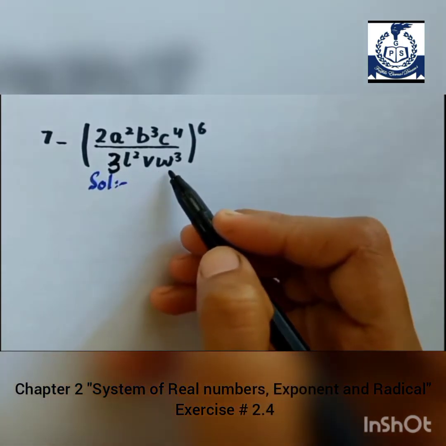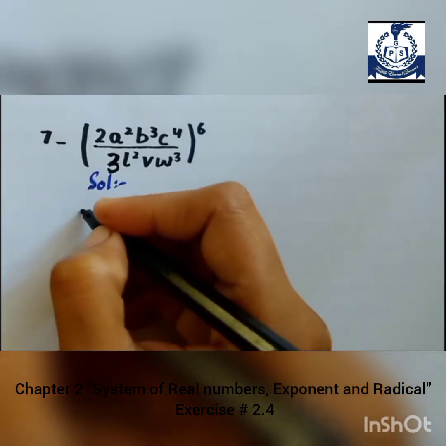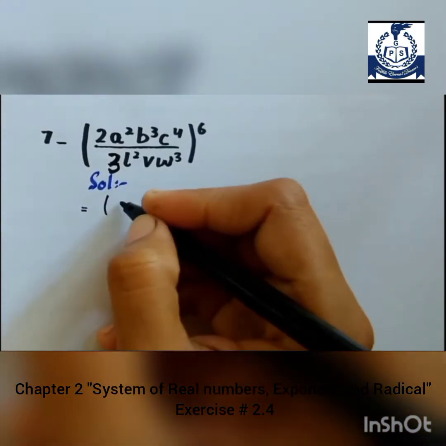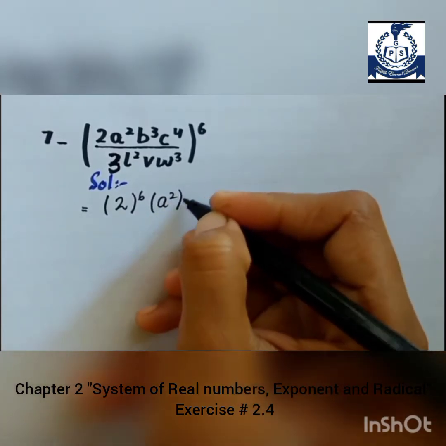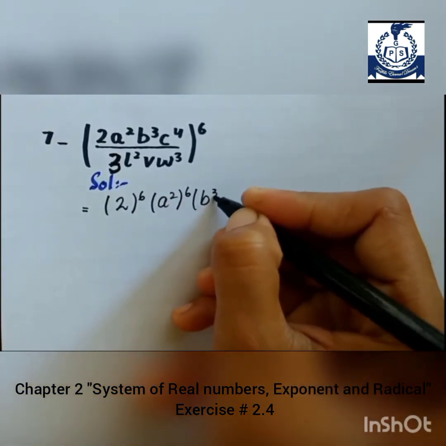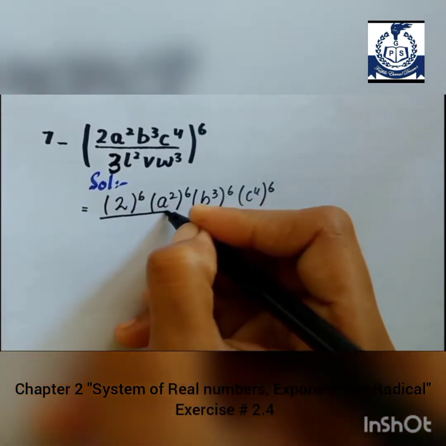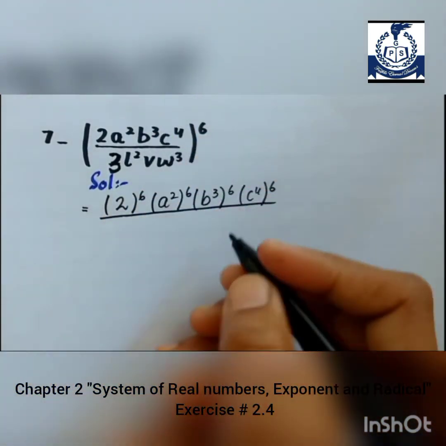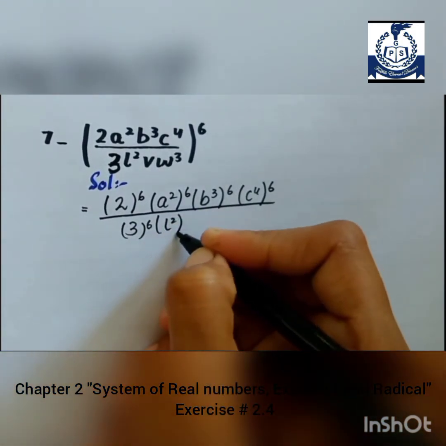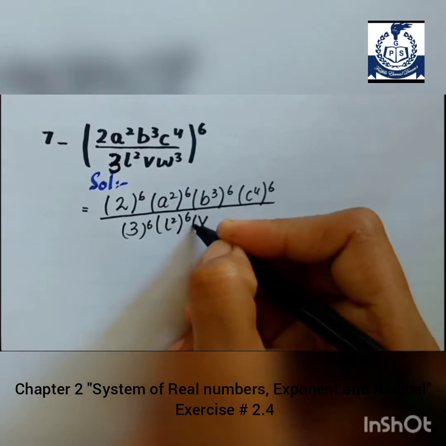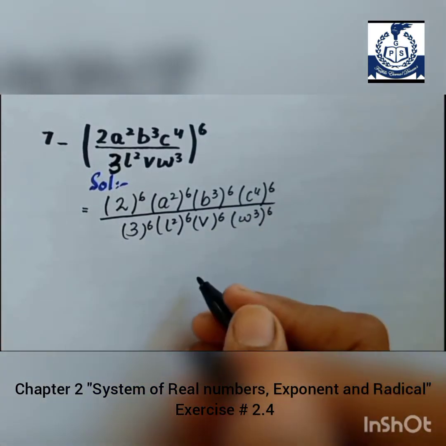2a square b cube c4 divided by 3l square v w cube has whole power 6. So we write it in a separate form. 2 has power 6, a square has power 6, b cube has power 6, c4 has power 6 divided by 3 has power 6, l square has power 6, v has power 6 and w cube has power 6.